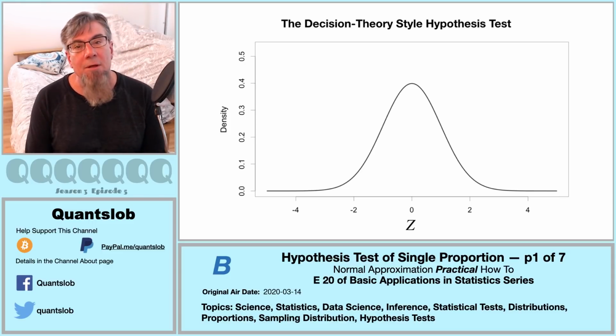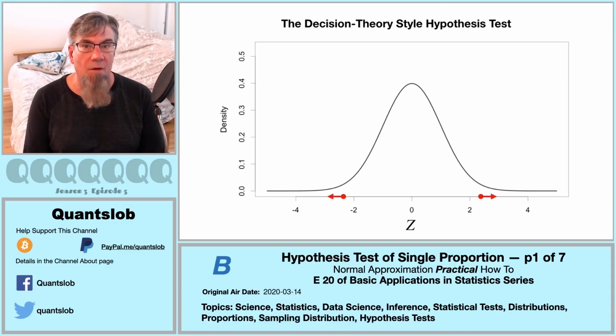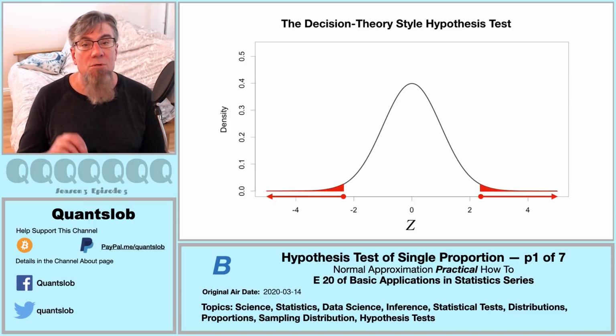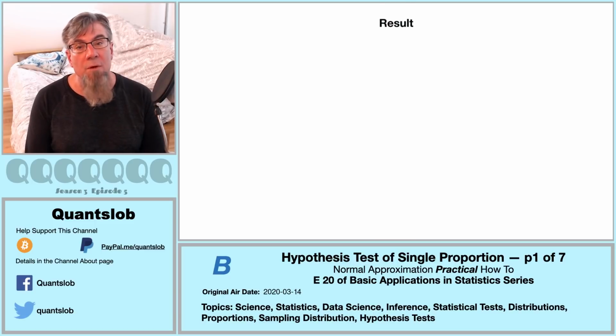Now, our first step here in a traditional decision theory style hypothesis test is to specify our so-called critical region. For the sake of expediency, I'm simply going to fashion our critical region as all the values of our test statistic that are less than -2.3, along with all the values that are greater than +2.3. Now we're going to flip this coin 50 times, and let's say for the sake of example that these flips result in a total of 30 heads.